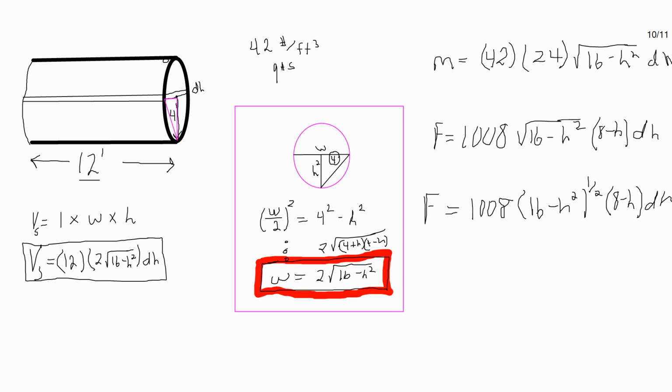All right. So I've got to take this. I'm not worried about the 1008 because that's going to come outside. So I've got to distribute this guy with these two guys. So 8 times the radical minus h times the radical. Or you can leave it with the radical if you want to, but you're going to get a mess.